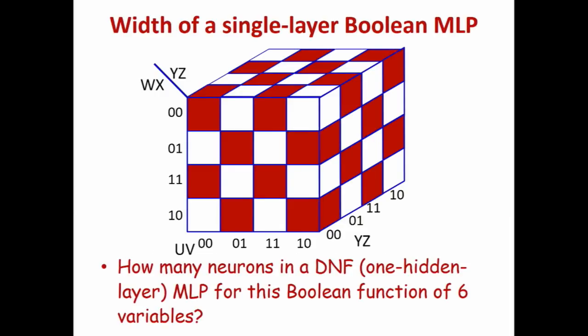Here is a 3-dimensional equivalent of a Karnaugh map, a 3-dimensional Karnaugh map. This is over 6 variables. Now over here, this too is a chessboard, right? I cannot group things up. How many units would I need?